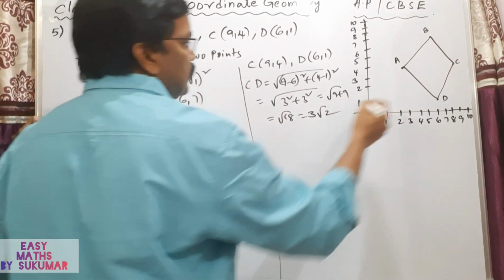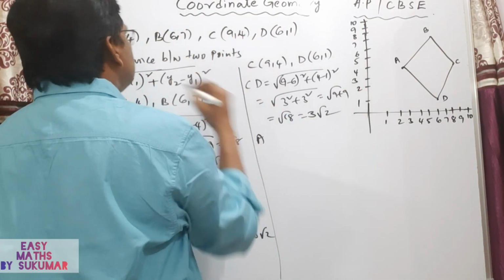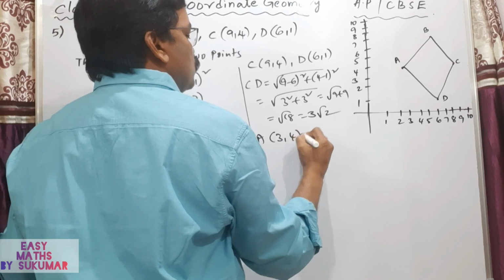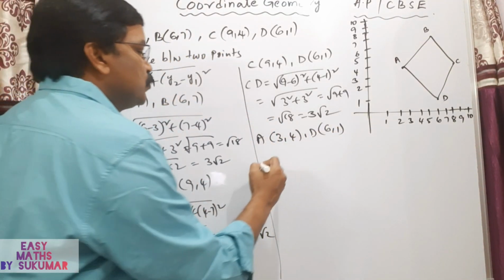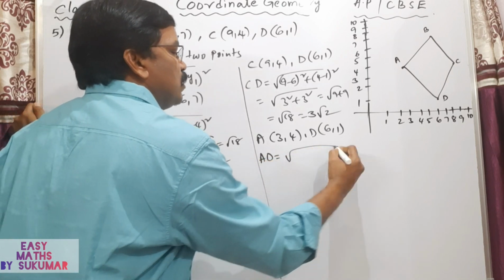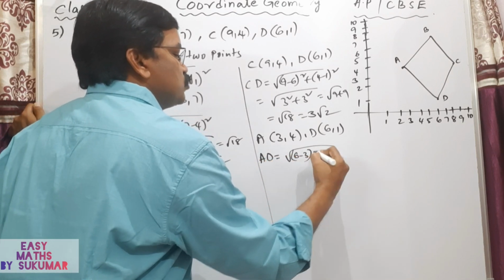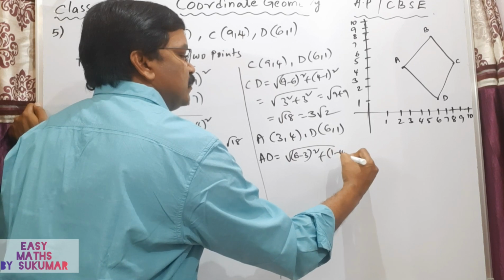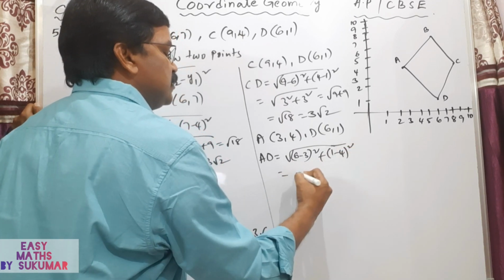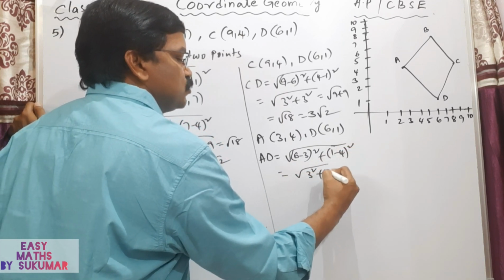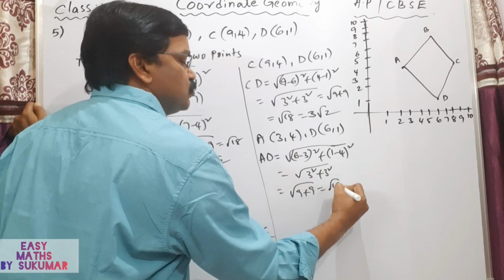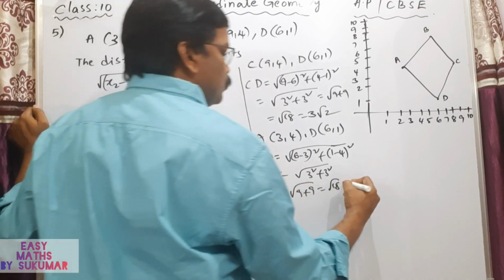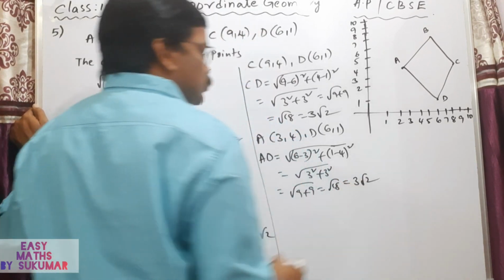And one more thing here, the last one is AD. What is A here? 3 comma 4 and D is 6 comma 1. So AD is equal to root of (6 minus 3) whole square plus (1 minus 4) whole square. That is equal to 3 square plus 3 square. 9 plus 9 is equal to root 18. This is also 3 root 2 units.